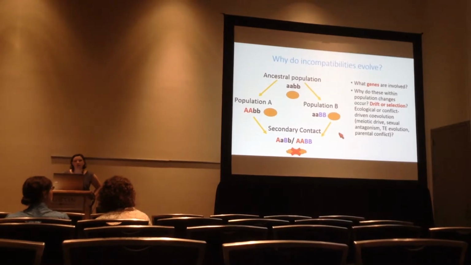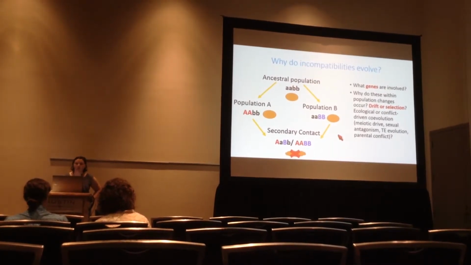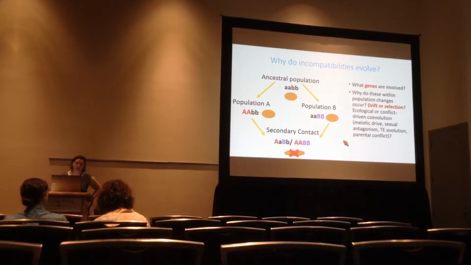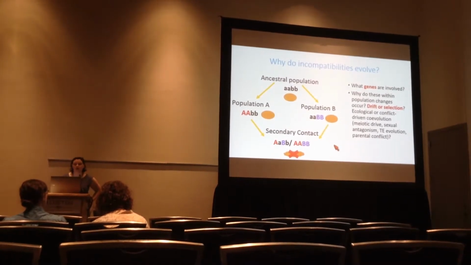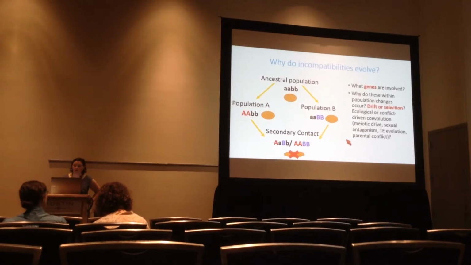And yet we have a lot of questions remaining despite the fact that we've had this great model for a long time. What are the genes actually responsible for these incompatibilities, and why are they evolving within populations to begin with? Is it drift or is it selection? And if it is selection, is it driven by ecology or is it driven by something else like conflict?